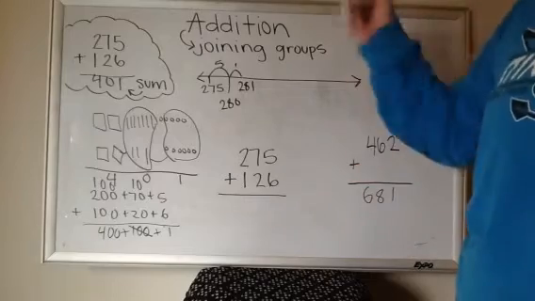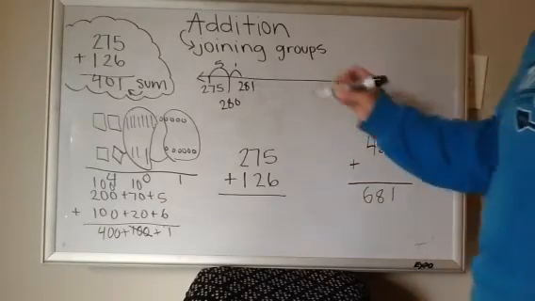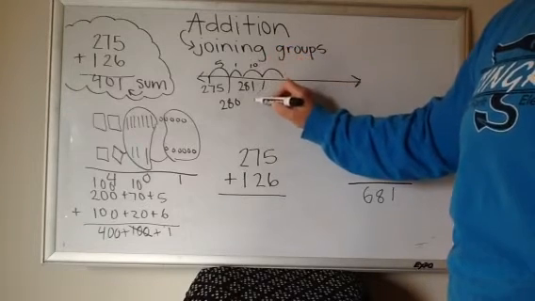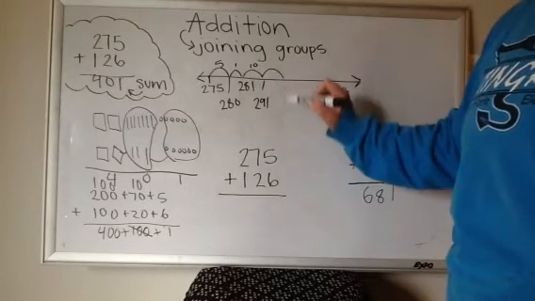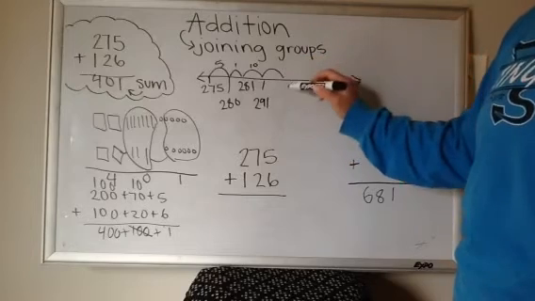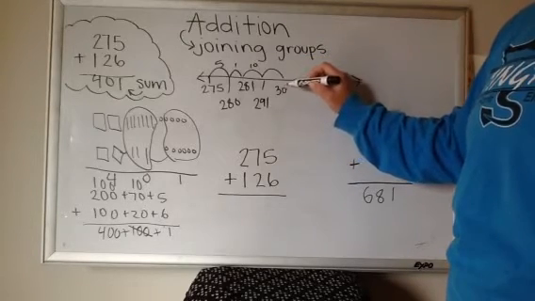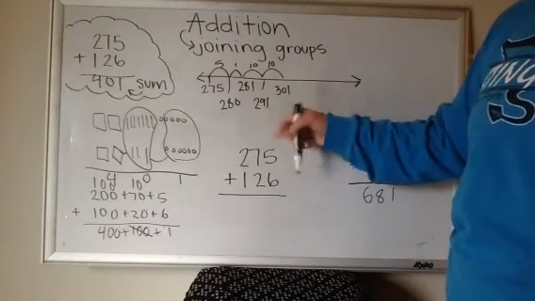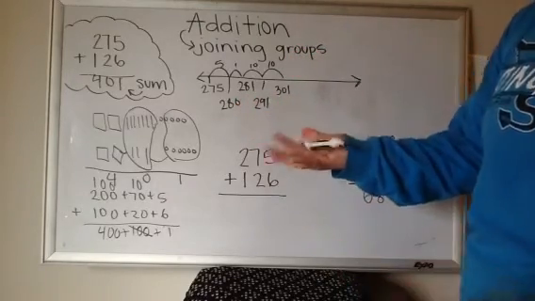I could hop 10 and 10, or I could just hop 20. So I'm going to do 10 and 10 this time. So 10 more would be 291, and then another 10, this is tricky, would be 301. That's tricky, and if you don't know that, then just count 291 plus 10 more.